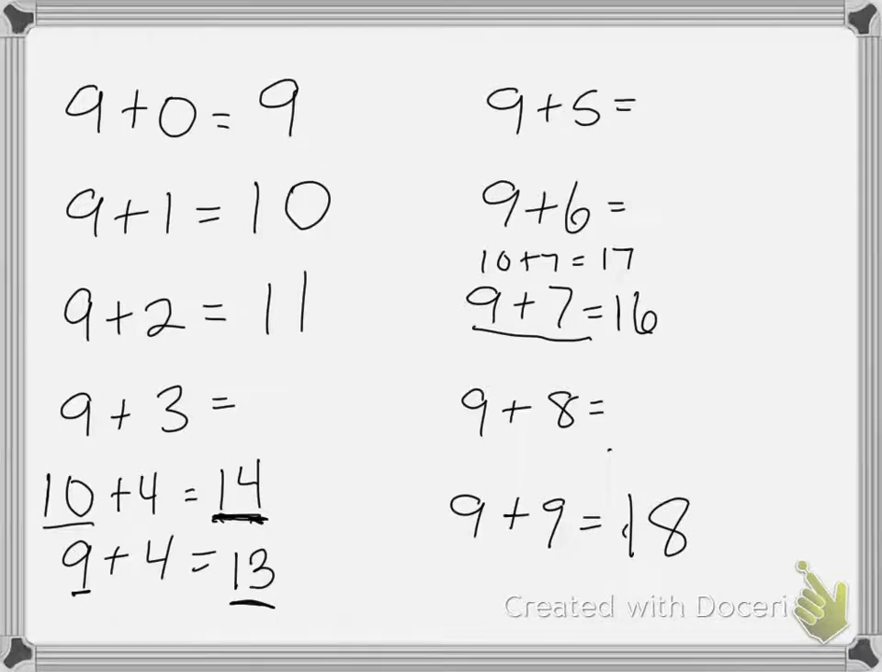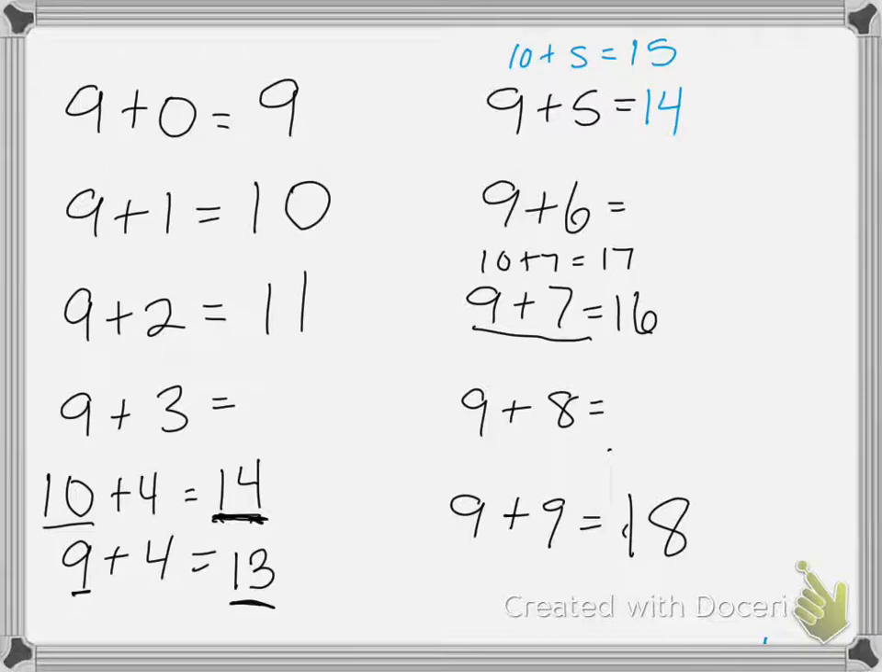Okay, so then we think, what about 5? Well, 9 plus 5, so I think, what is 10 plus 5? That equals 15. So that means 9 plus 5 has to equal 14. I just subtract 1. Okay, what about 9 plus 8?